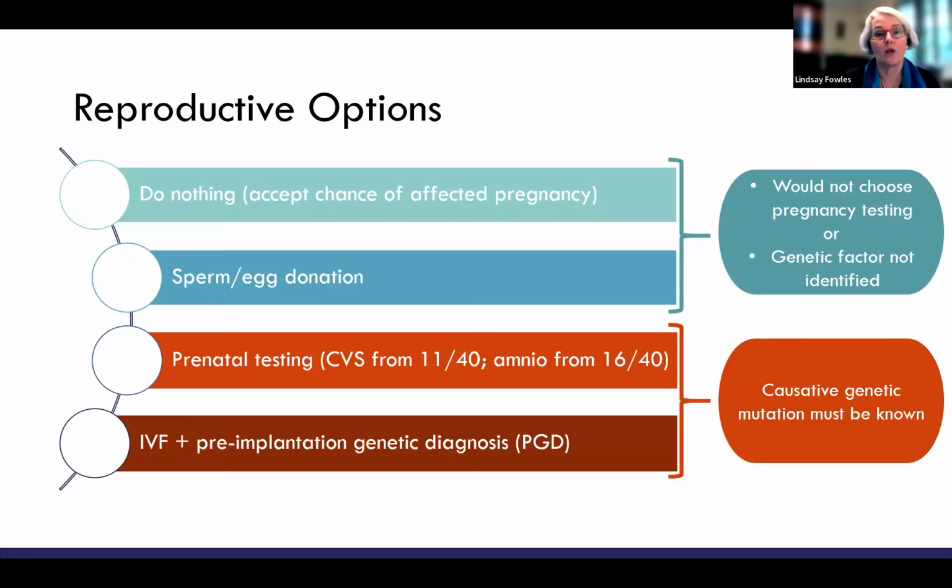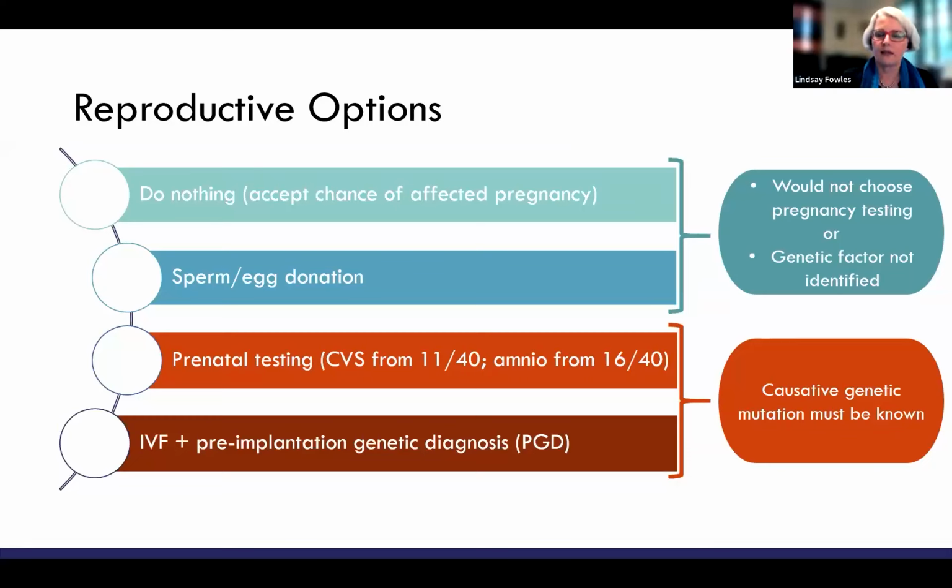For other families, they say, well, it's not something I want to pass on, but I'm not interested in making any of those choices, or the genetic factor that causes the condition hasn't been identified, and they might choose to use sperm or egg donation, depending on whether it's being inherited from the father or the mother's side.